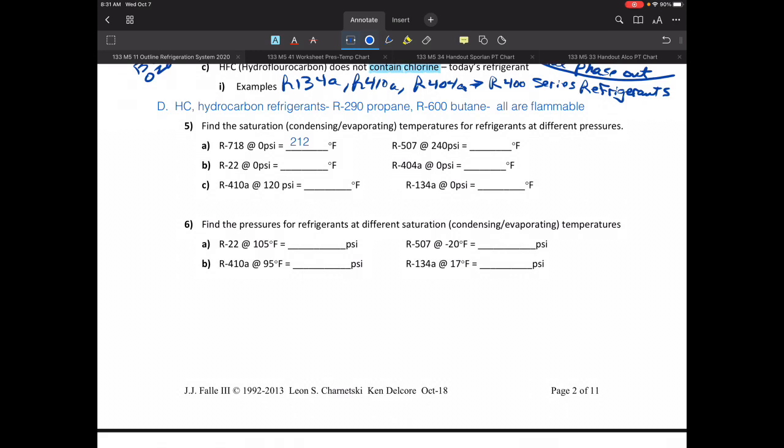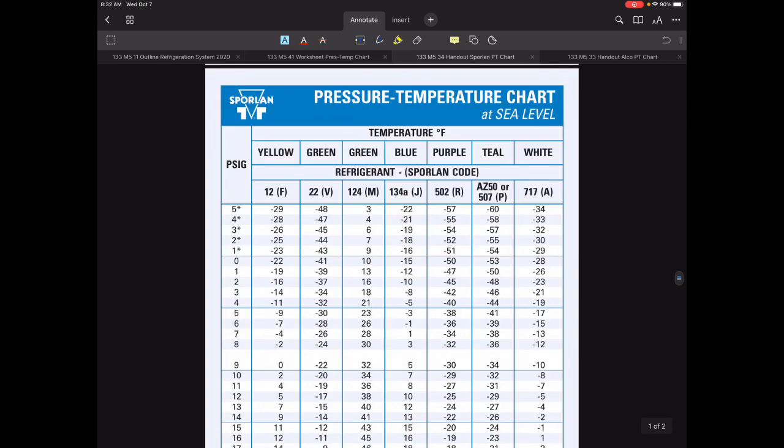Now for R507, what we're going to need to do is take a look at the pressure. Just like when we were doing water in our previous modules, the pressure is going to dictate the saturation temperature. In this case, R507 identifies the substance, at 240 psi. So we're going to look at the handout that was handed out, which is going to be number 34. So R507 at 240 psi.